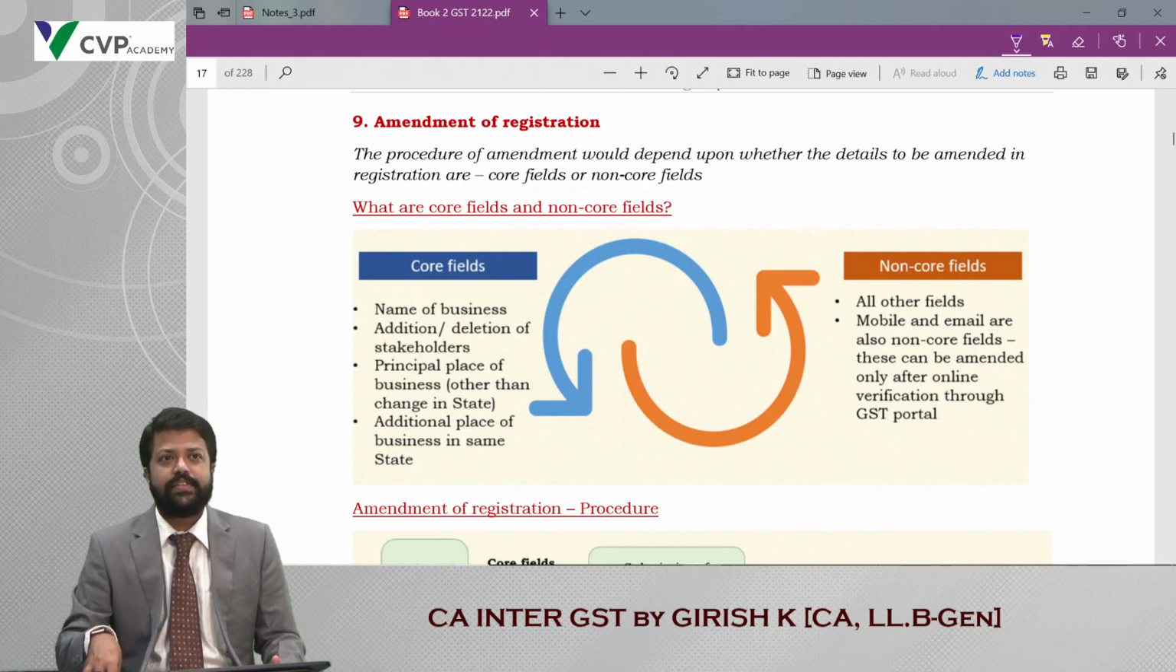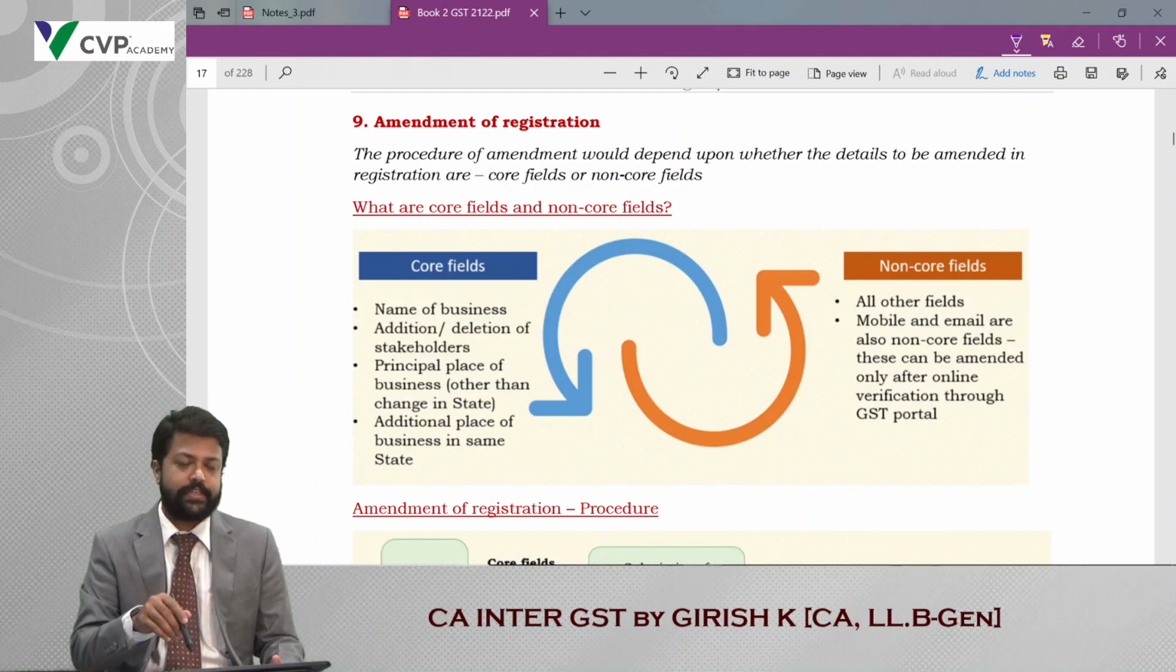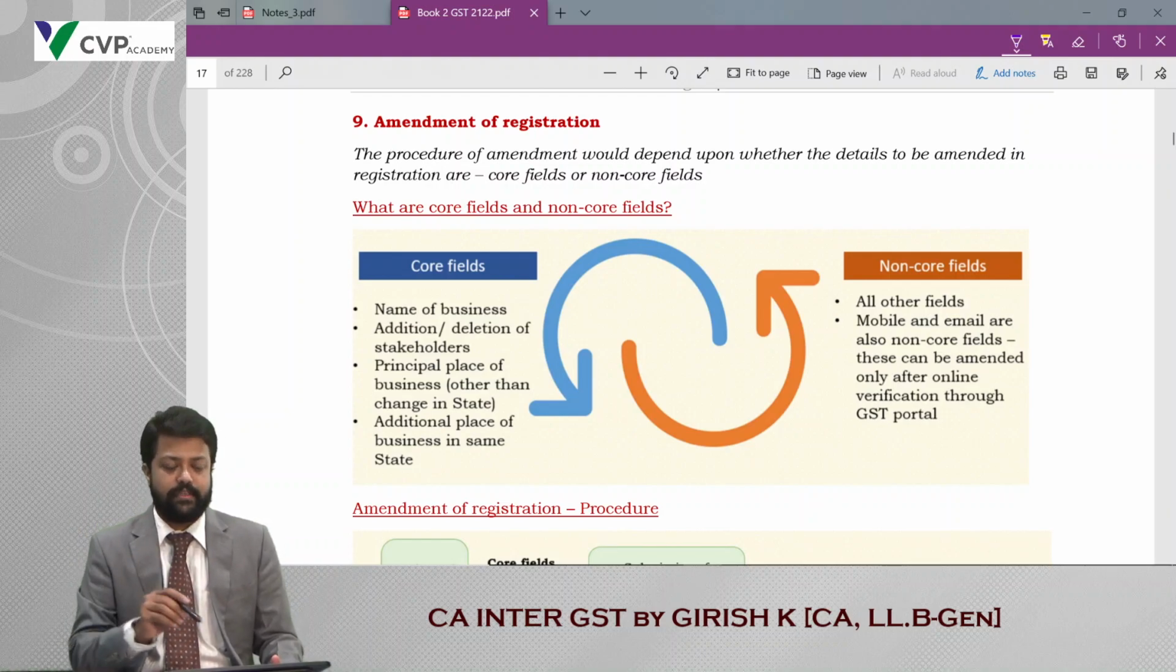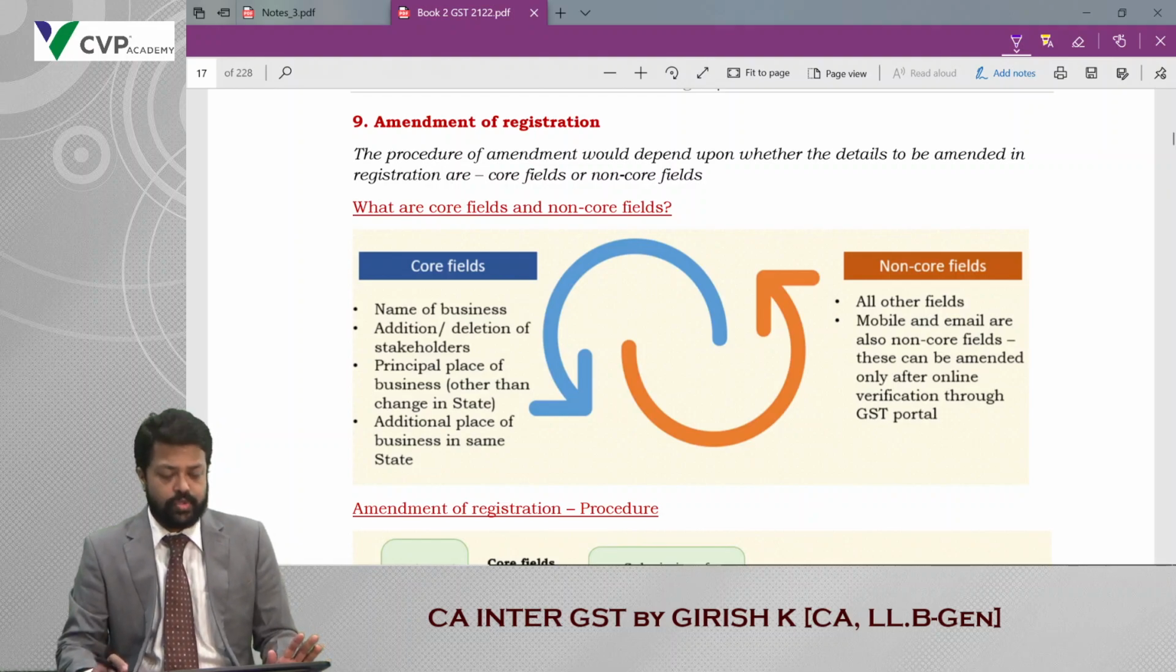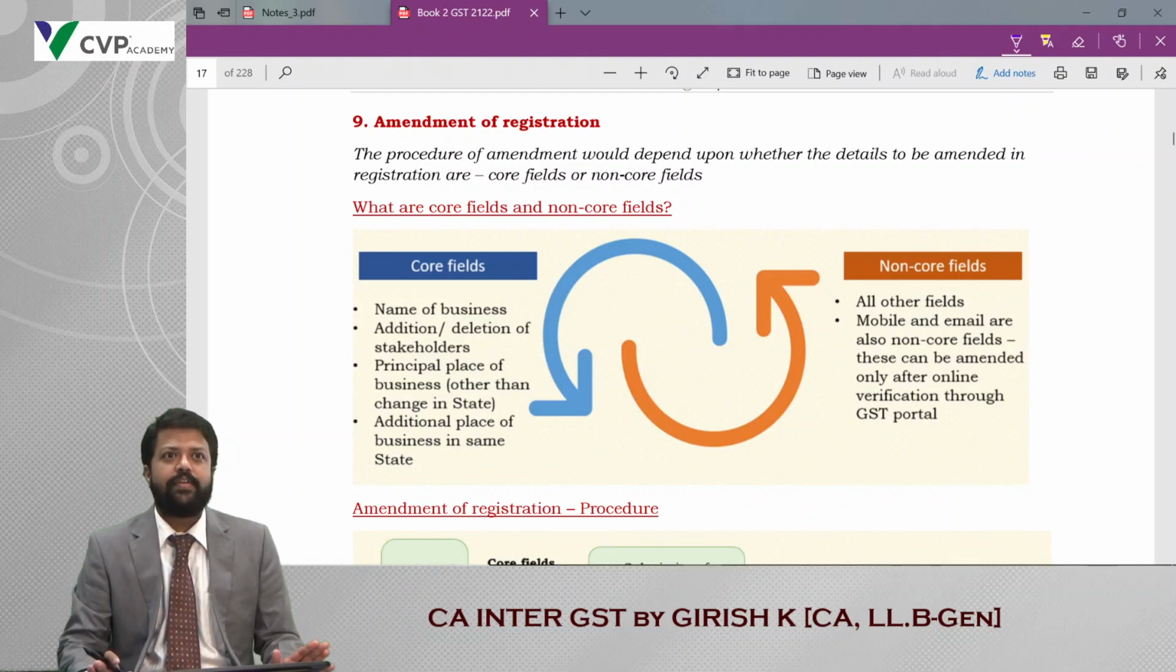Fields are the fields which I have filled in at the time of registration, so those are divided into core and non-core, like that. Suppose there is a partnership firm and one of the partners is getting retired, who is already added as a partner at the time of taking registration under GST. So that retirement of the partner needs to be notified to the government, and that is done through amendment of registration. So now you must be clear with the concept of amendment to the existing registration.